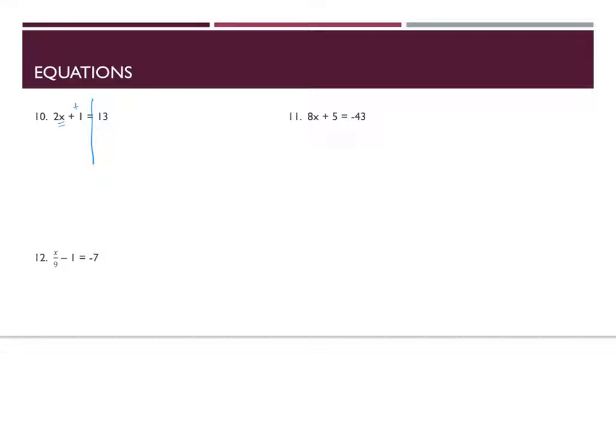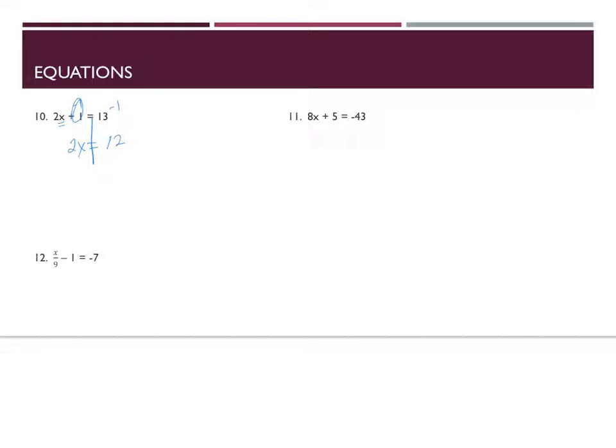So in this case, I have 1 added to my x, so I need to subtract it from both sides. Follow the rules for combining like terms. 2x doesn't combine with anything that doesn't have an x. +1 and -1 cancel out. On the other side of the equal sign, 13 minus 1 leaves 12.